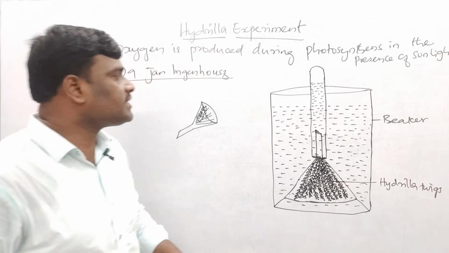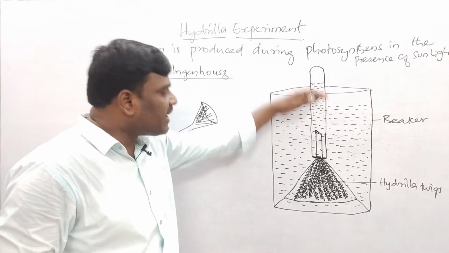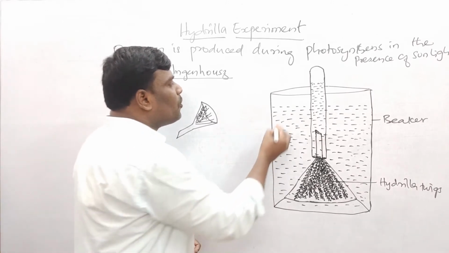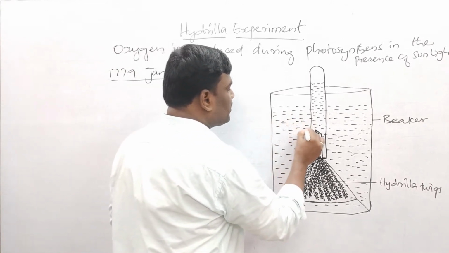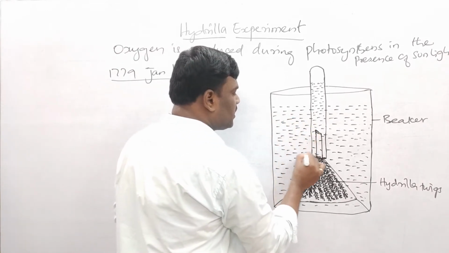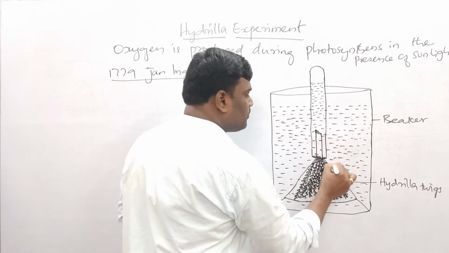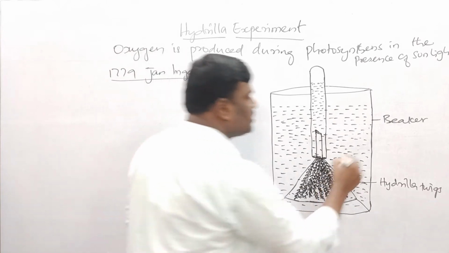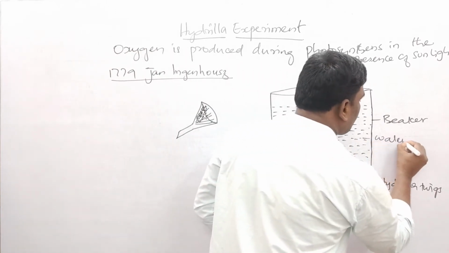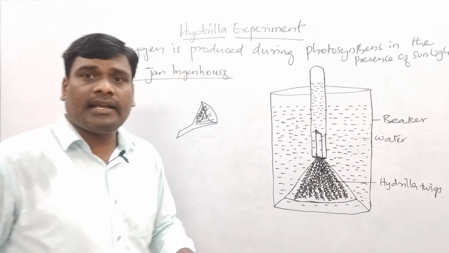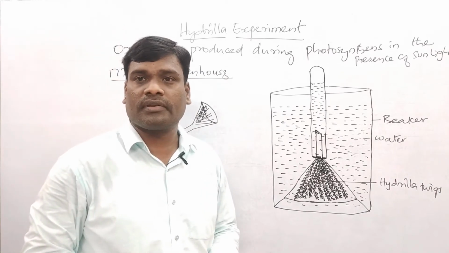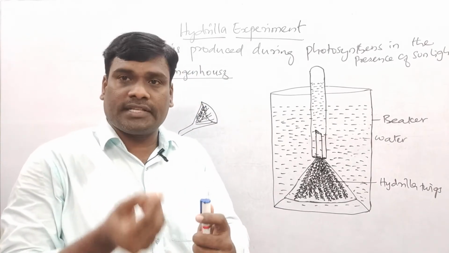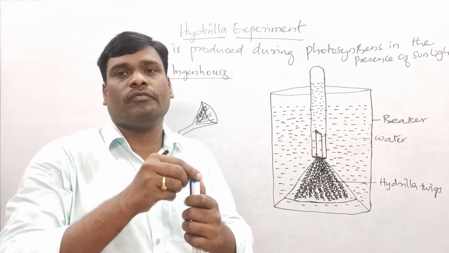Okay, and next after placing the funnel inside the beaker, you need to pour water in it. So water is poured inside the beaker. Okay children, so this one is water. And after that, take a test tube. Okay, a transparent test tube. Fill the test tube completely with water.